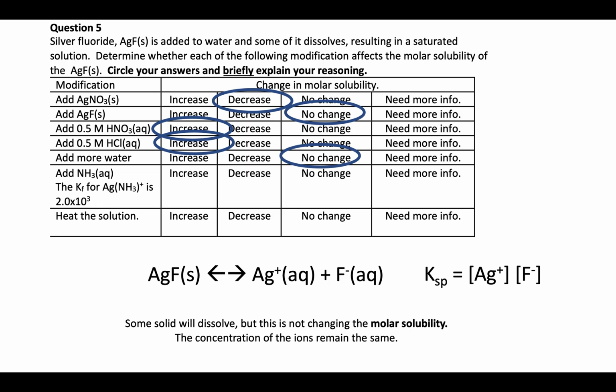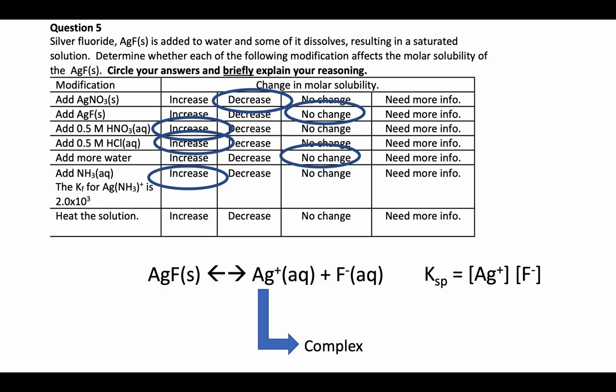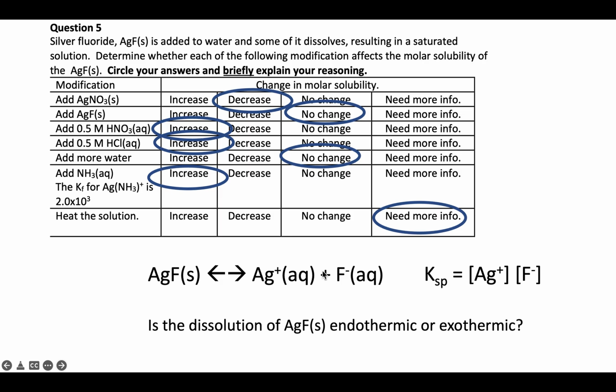There's a difference between saying you would have more of the solid go into solution versus that you would change the molar solubility. If I'm adding ammonia, I could have a complex form. That's another way to remove a product from the beaker, increase the molar solubility. Heating the solution, I might need more information on that because some dissolutions are exothermic and some are endothermic.